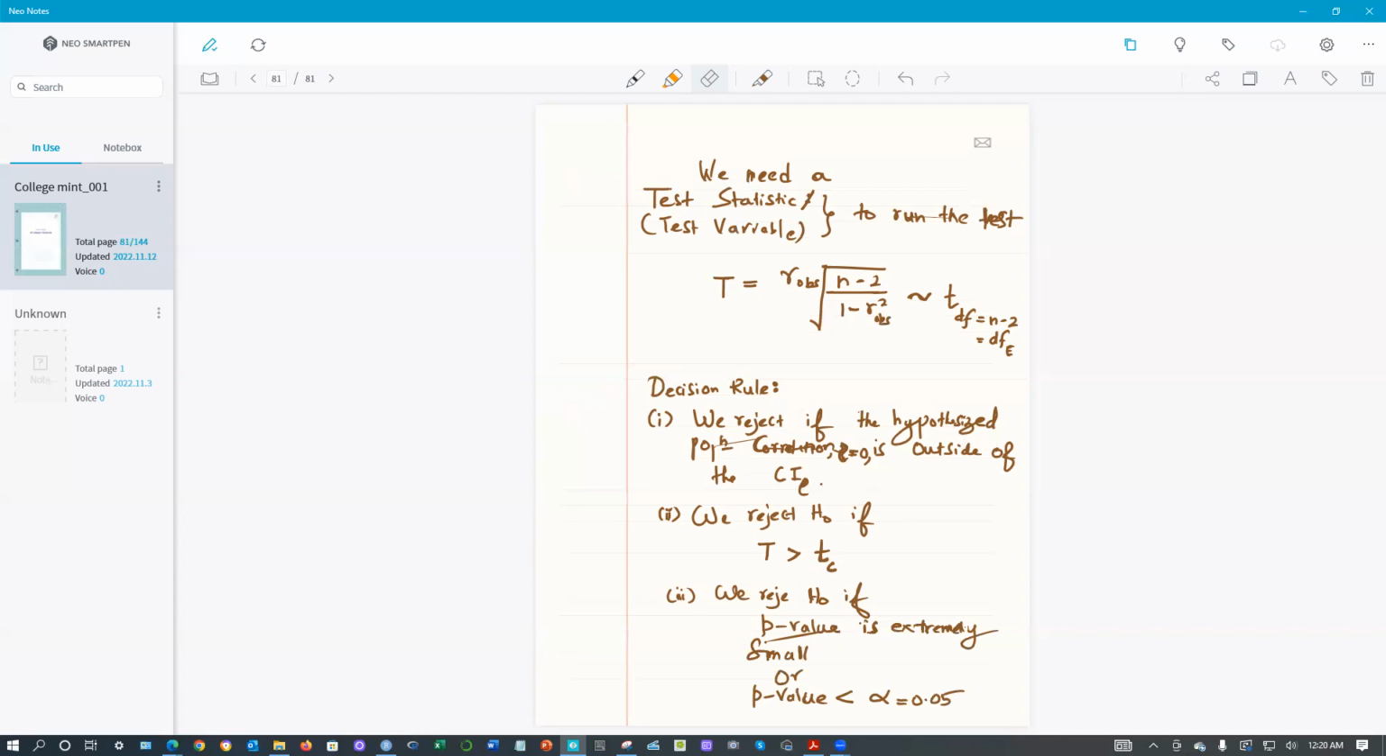Then how do you get the critical value? What's the code for this one? QT, you can give in R code. Remember, QT gives the area to the left. Let's say you want 0.975, and the degrees of freedom is n minus 2. That's how you get it. The T you can already calculate, since we have a formula. You calculate this T, get the QT as your TC critical value, and then compare.